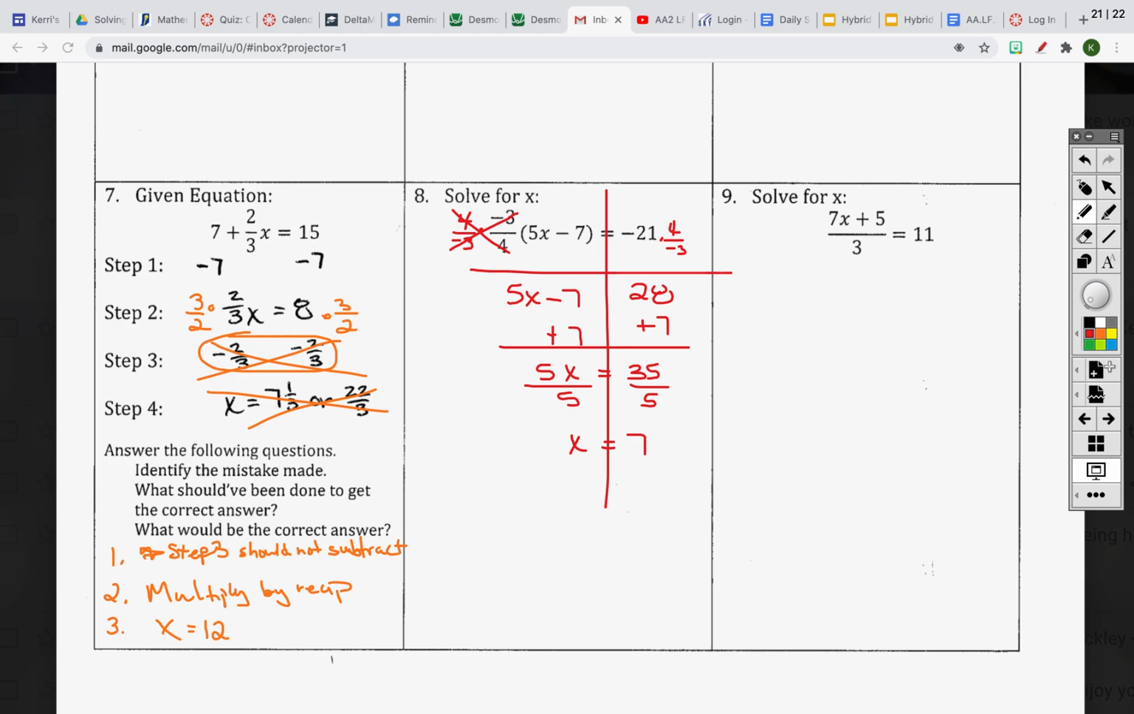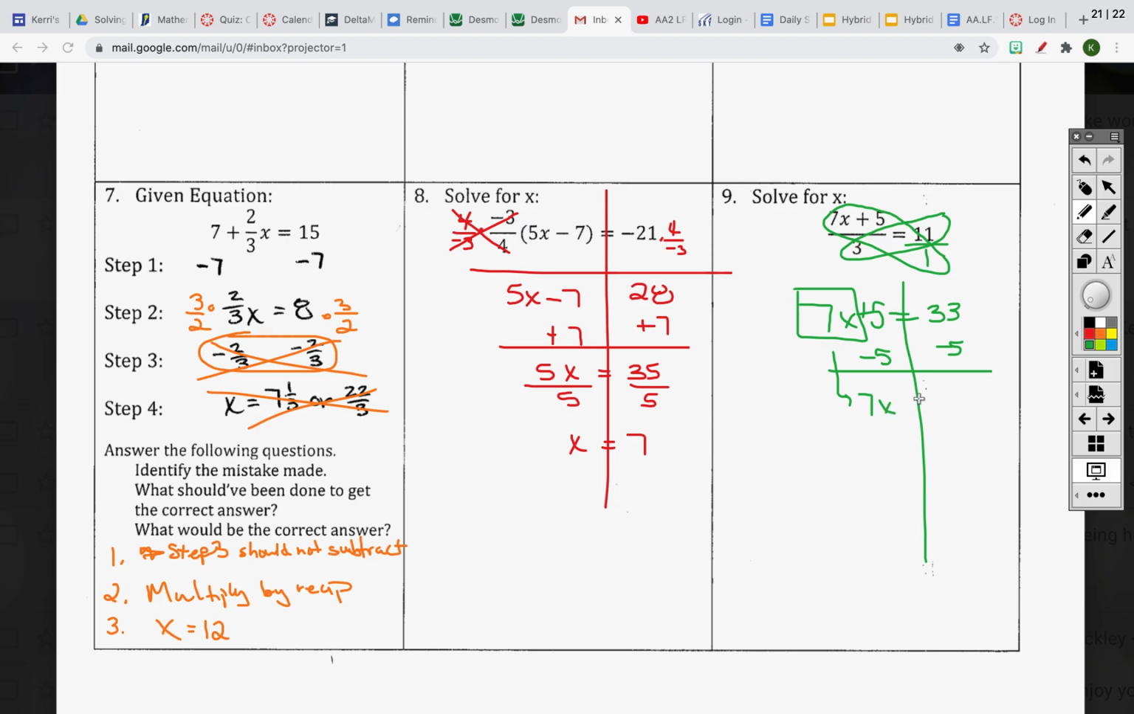And the last one I'm going to do on this video, I like to set this up like a proportion. So I'm going to put it over 1. I'm going to multiply this times this, and I'm going to get 33 is equal to this times this, which is 7x plus 5. Now, it's easy enough. Box your variable term, opposite operation, bring down the variable term, opposite operation, x equals 4.